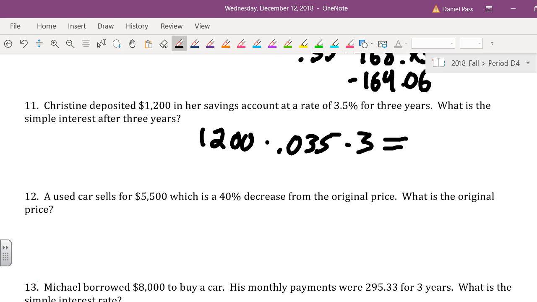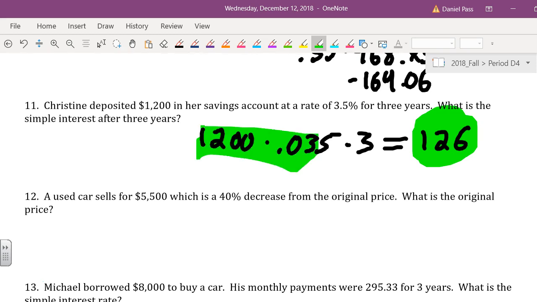So, does anyone have the answer? 126? I think that is correct. Anybody else do it? Yep. Is that what you got? Cool. Awesome. We have 3 people that got the same answer. Yay! Now you could have just done these 2 first, got your answer, and then multiplied times 3, but you can also do it at the same time.